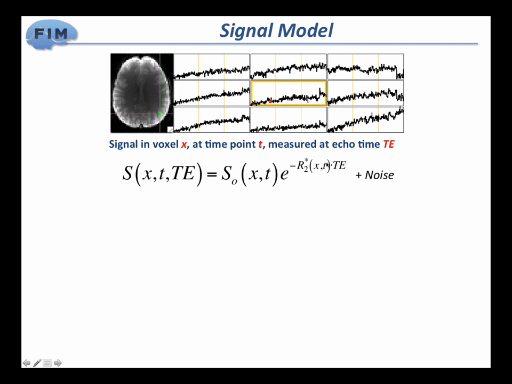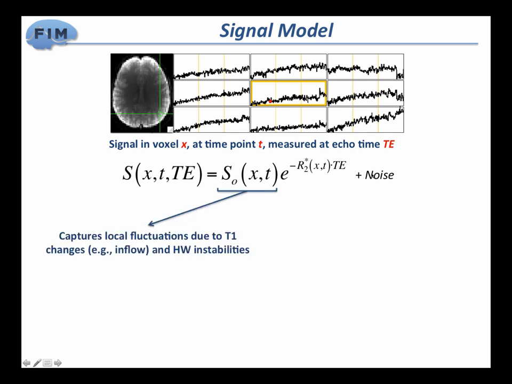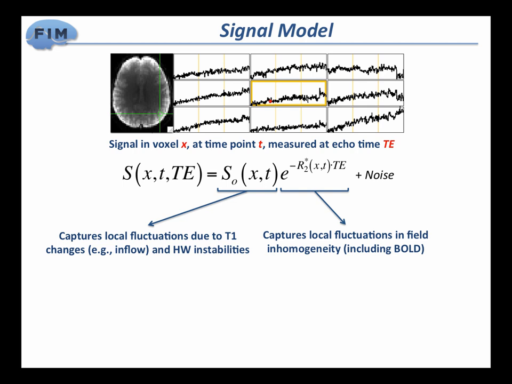And it is these ones that are BOLD-like fluctuations, the ones that are going to be related to a given extent to neuronal activity or something of interest. And then, of course, we have noise. Here we have one term that captures local fluctuations due to T1 changes, for example, inflow, hardware instabilities. And we have a second term that captures the local fluctuations in field inhomogeneity, including BOLD, which is our target.